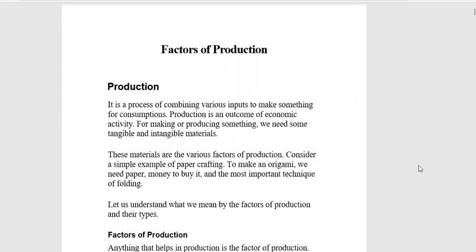Today, we are going to start the chapter Factors of Production in Economics. The chapter is big, may not be finished in one part. We may go for 2 or 3 parts to make you understand in a proper way. But please keep it in mind that this chapter is very, very important from exam point of view.